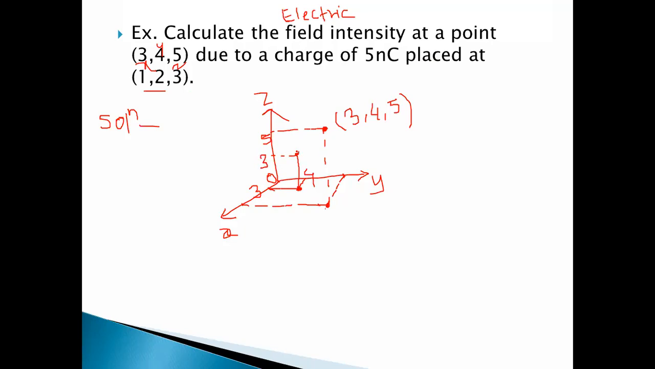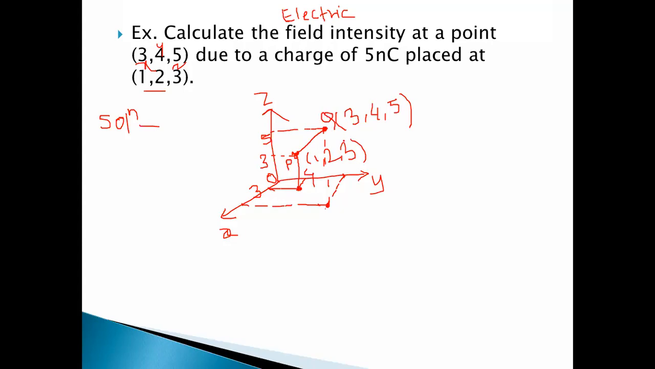Now one charge is placed at the point which has coordinates 1, 2 and 3. Now we have to find the electric field at which point? At point 3, 4, 5. Suppose I consider this point as P and the point where we are finding the electric field as Q.